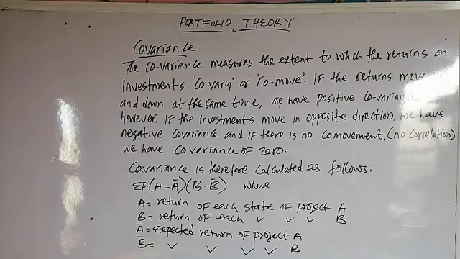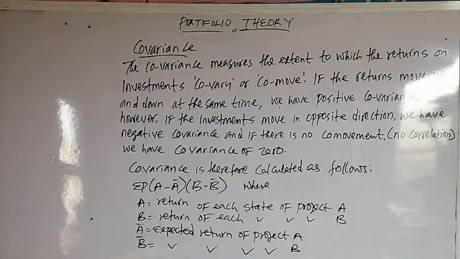If the returns move up and down at the same time, we have positive covariance. However, if the investments move in opposite directions, we have negative covariance. And if there is no co-movement, no correlation, we have a covariance of 0. So we are looking at the relationship between the returns from the investments.